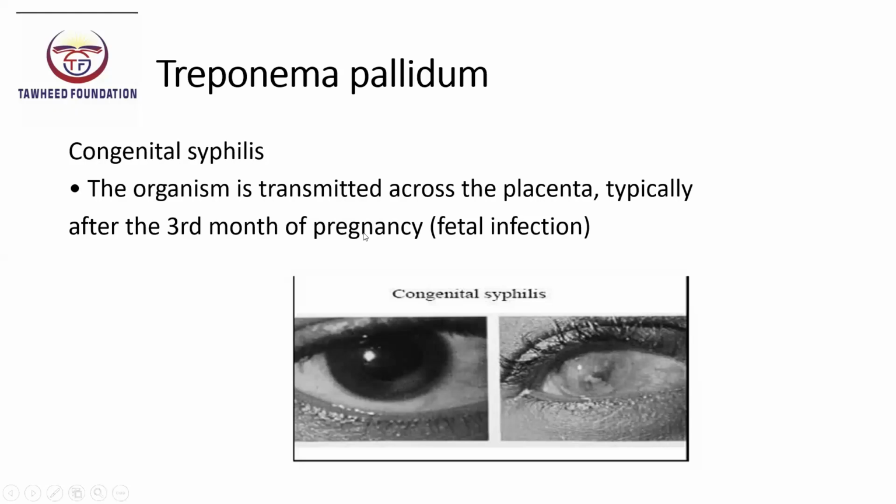So in this slide, I just put this image of congenital syphilis, where many features are there, that is Hutchinson's teeth, saddle nose, and interstitial keratitis. As you can see here in congenital syphilis, how the patient's cornea was before and after. So the organism is transmitted across the placenta from mother to fetus, typically after the third month of pregnancy.